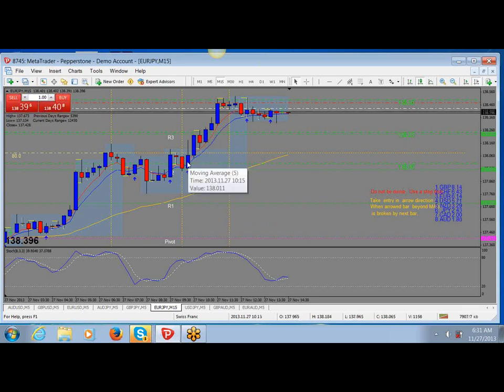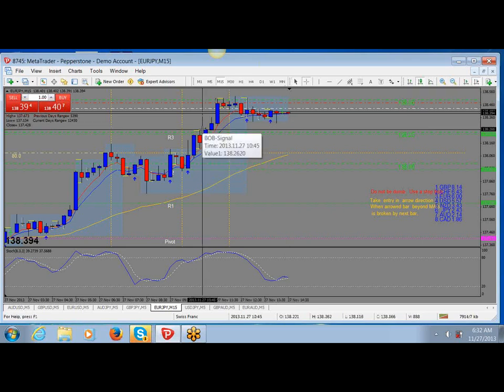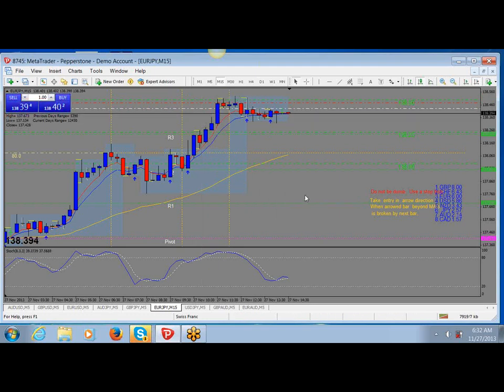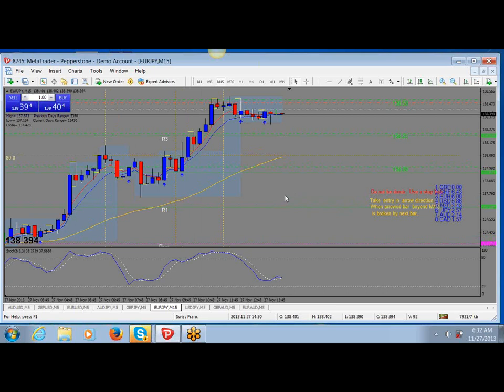So if you had missed this entry here, you could have taken it off of that, or you could have taken it off the break of that wick. You're on a 15-minute chart, Roger. That's the problem. Now this is a 15-minute chart. So in the next bar it broke. How far did it carry? It broke. It carried up 26 pips. Took it 45 minutes. So, still worked.